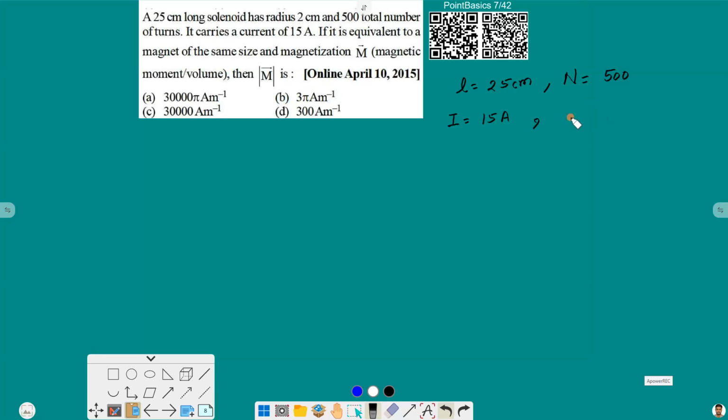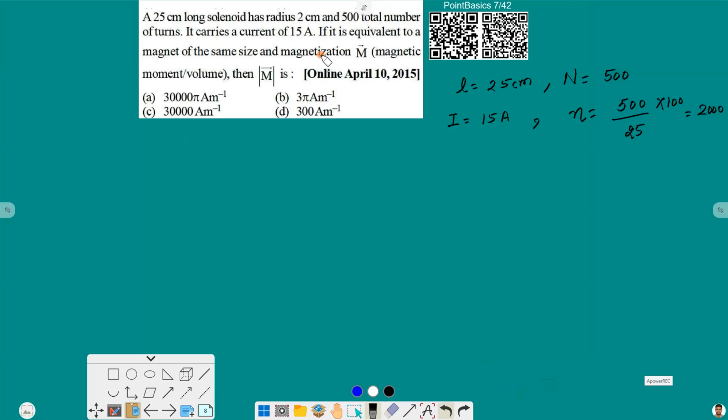So first, let's find out this value small n. It is the number of turns per unit meter. So 500 divided by length in meters, that will be 25 by 100. So it is equal to 2000. Now we have the value of n, we have the value of I. So using this, we can find out the value of the magnetic field produced.